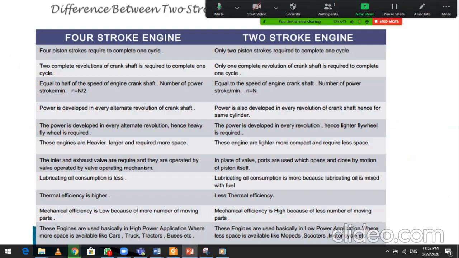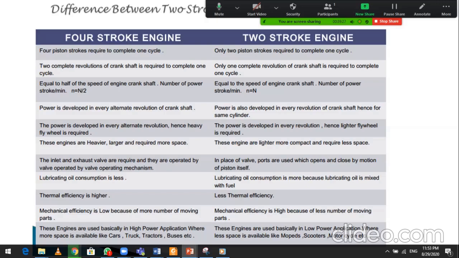4 piston strokes are required to complete 1 cycle. I told you earlier, only 2 piston strokes are required to complete 1 cycle. Here, 2 complete revolutions of the crankshaft are required to complete 1 cycle. Only 1 complete revolution of the crankshaft is required to complete 1 cycle. The number of power strokes per minute is equal to half of the speed of the engine crankshaft, n/2, and here the number of power strokes per minute is equal to the speed of the engine crankshaft, n.